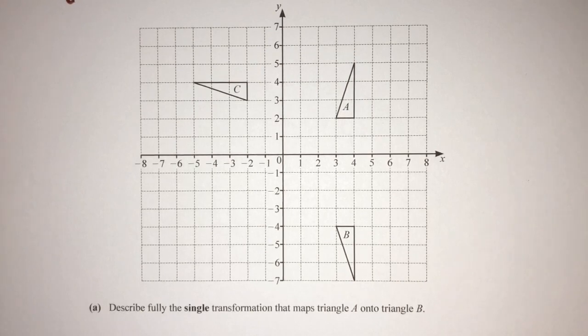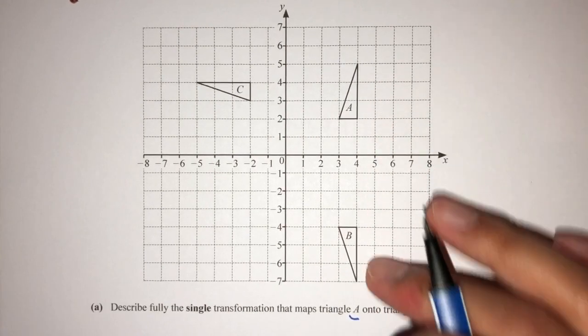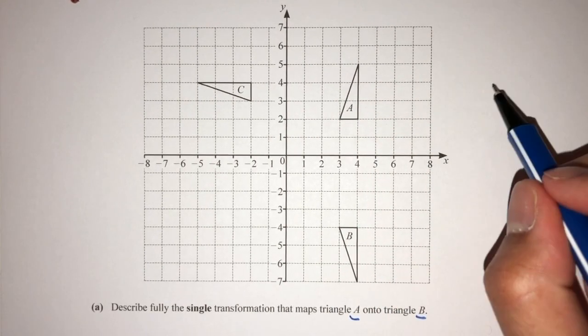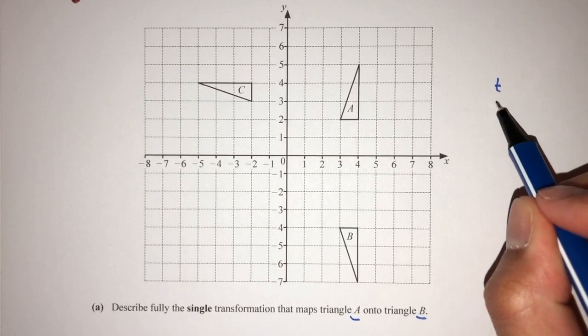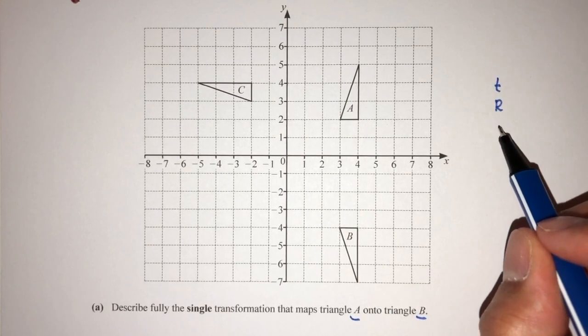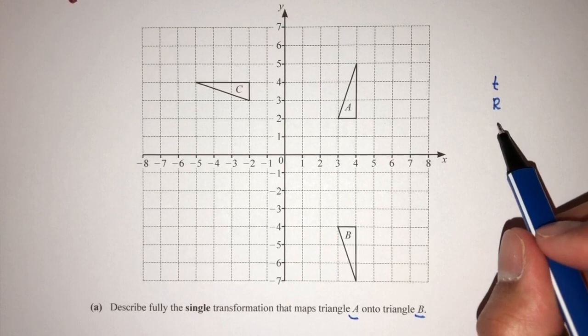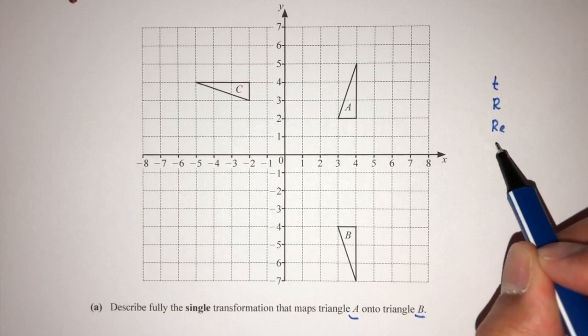So here again, we have three triangles, A, B, and C, as we can see. Now, part one, describe fully the single transformation that maps A onto B. So to get A onto B, we have a few choices. As we have seen, we have translation, we have rotation, we have reflection, and we have enlargement.